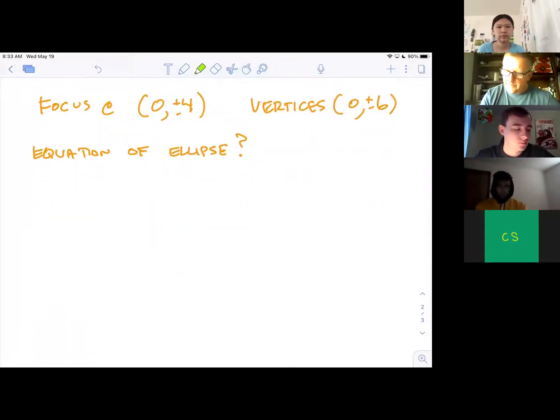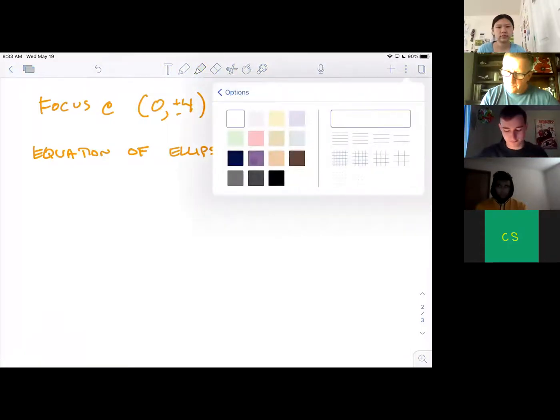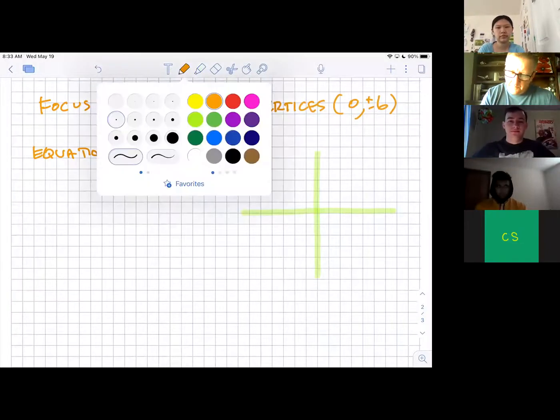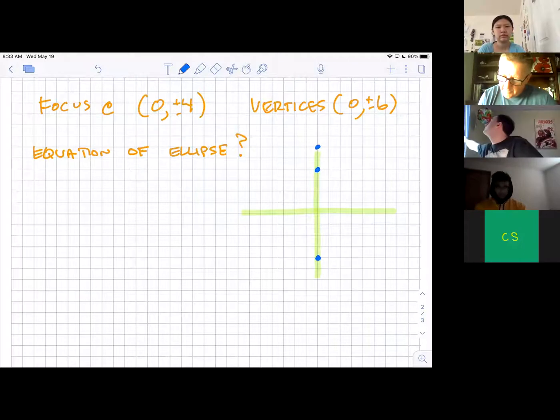So why not throw in some graph paper, make this thing accurate. If I go up 4 and down 4, there are my foci. So I see that this is going to have a vertical orientation. And then I'm told the vertices, in other words the axis itself, is at 0, 6. And so this is out here and this is out here. Now I can make a rough sketch of it, but do you understand?